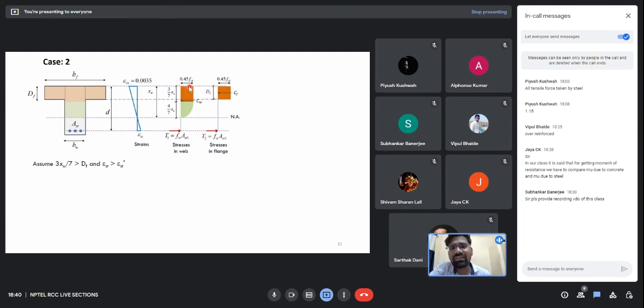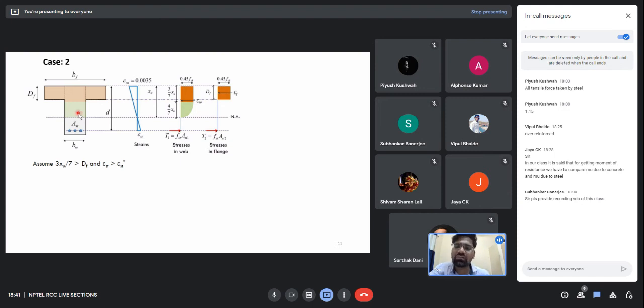But just to make you familiar, what is happening here: if 3 by 7 XU is greater than the depth of flange, then the rectangular part of the stress block will be lying outside the flange. That is, some compression will be taken up by the flange, and some compression will be taken up by the web also, the linear compression one. And the entire parabolic part will be taken up by the web only. So this is case 2.